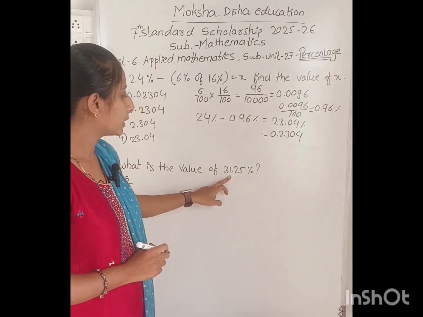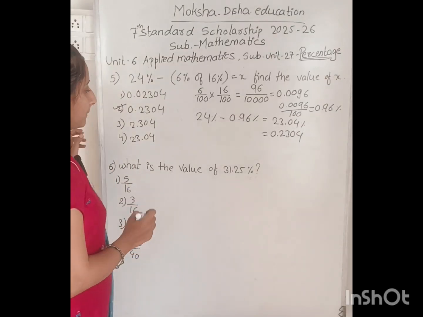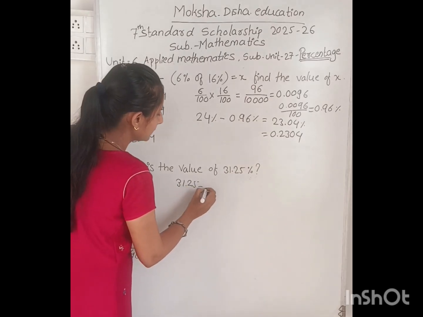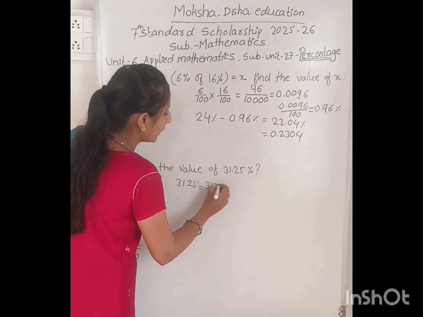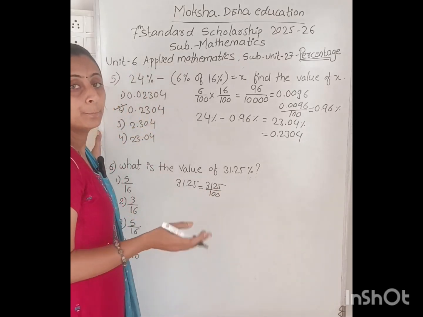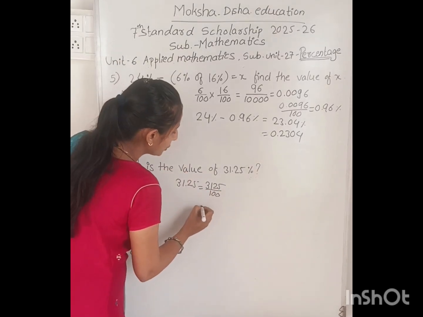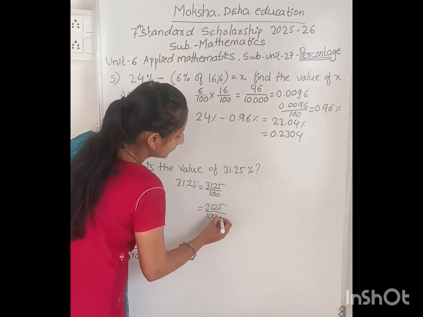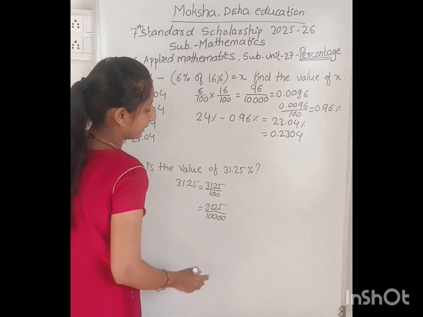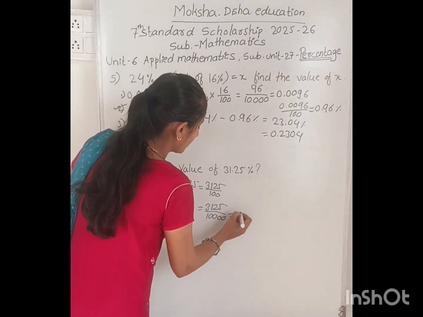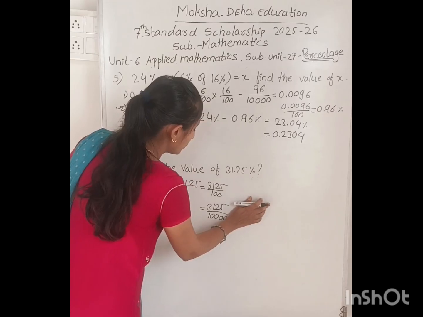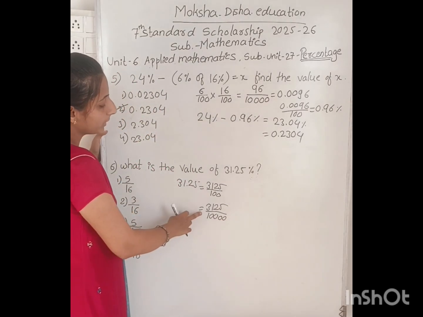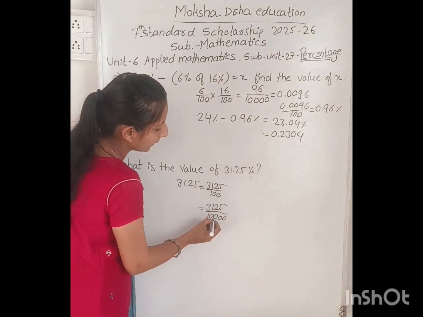Now the next question is the sixth one. What is the value of 31.25%? 31.25 we can write as 3125 upon 100. And percent means per 100. So we will write this as 3125 upon 10000. We have to find out the answer in the form of fraction. So we divide both the numerator and denominator by 25.